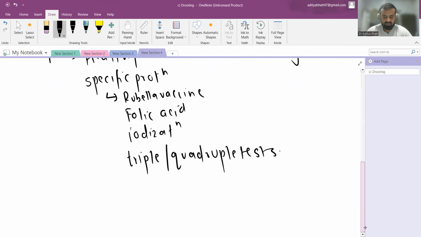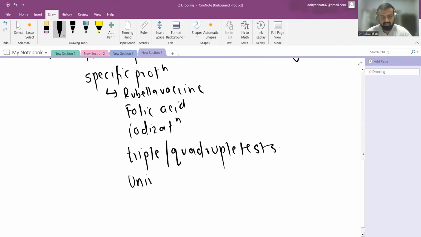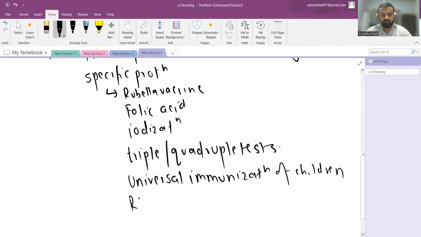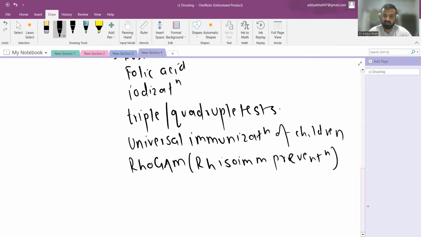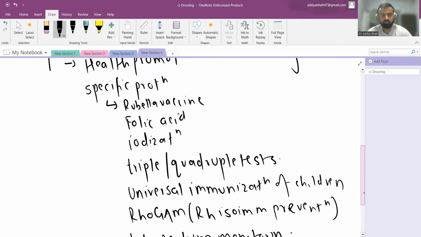Okay. Then what is the next? You do universal immunization for pediatric patients. Universal immunization of children will prevent Haemophilus influenzae infection in children. Then you give Rogam. What is Rogam? Rogam is anti-D, so you do Rh isoimmunization prevention so that you don't have bilirubin-induced nerve damage. Then intrapartum monitoring for fetal distress. So all these are the things that you have to do for primary prevention.